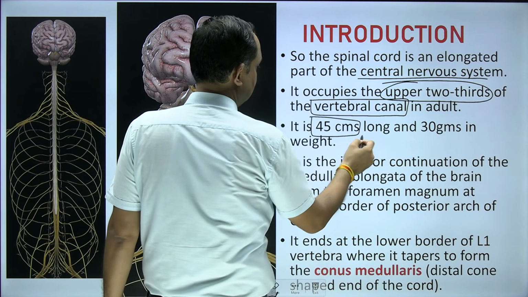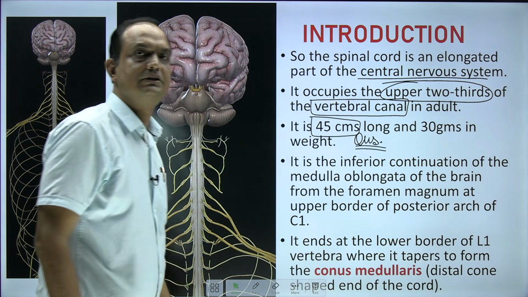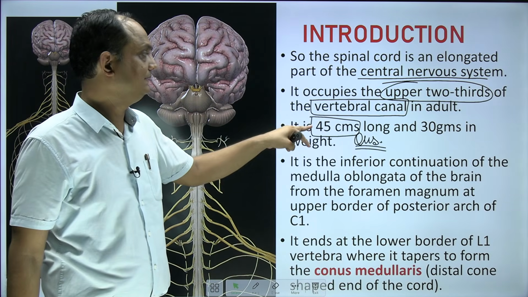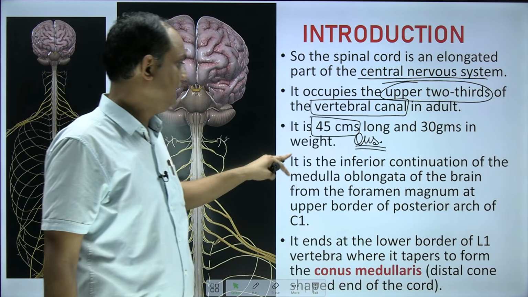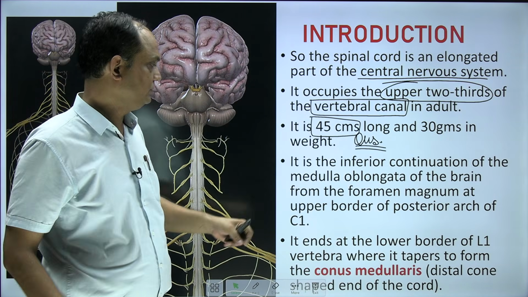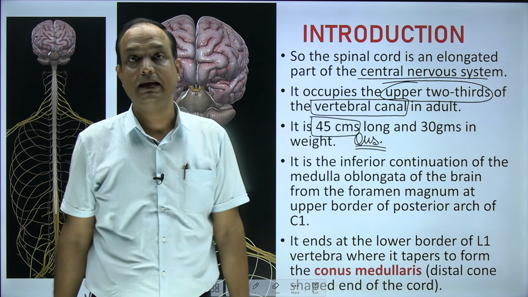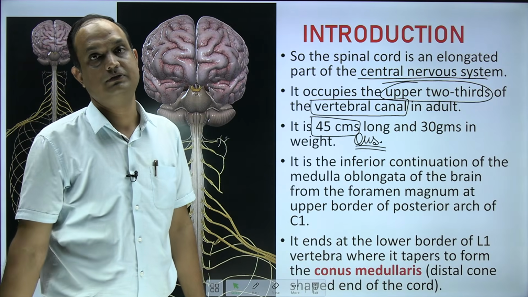Now, my dear students, this question has been asked so many times: name the structures which are 45 centimeters long. One of the examples is the spinal cord. And it weighs 30 grams, and it is the inferior continuation of the medulla oblongata of the brain from the foramen magnum at the upper border of the posterior arch of C1.